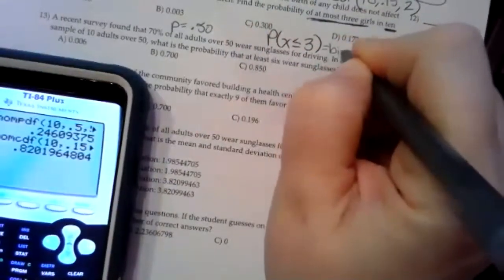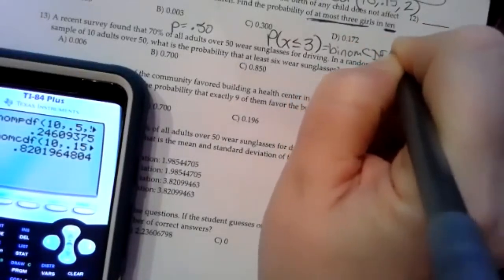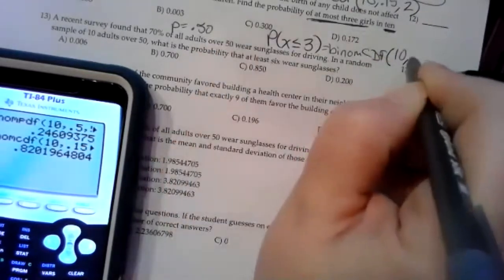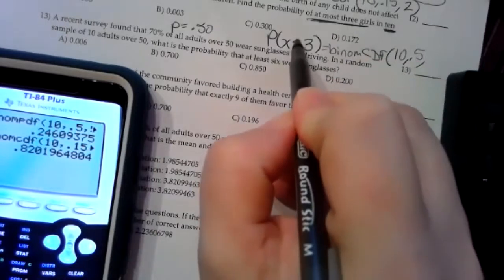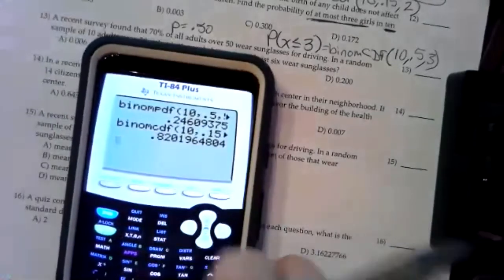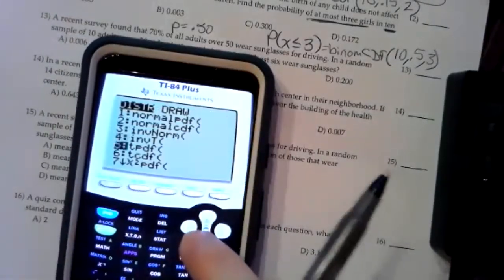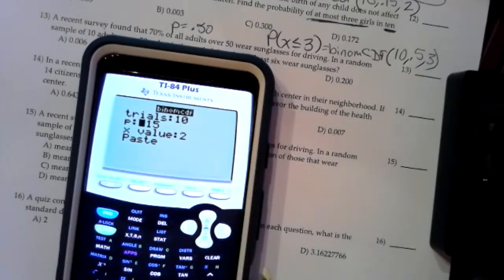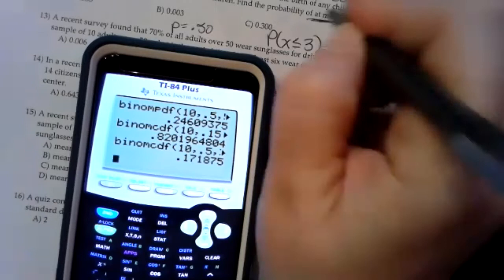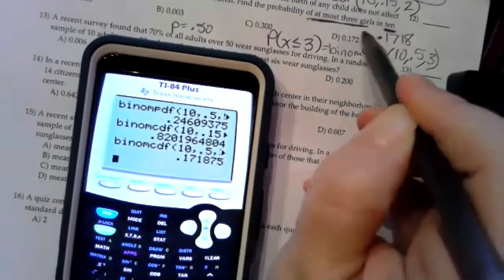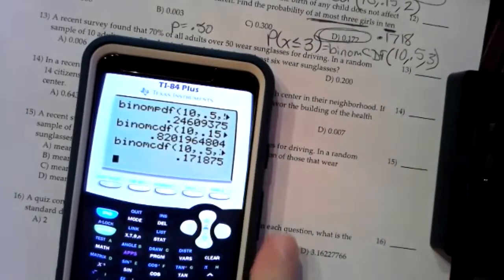So I'm going to do my binomial CDF. They told me 10 births, so that's going to be my first number. My probability is 0.5, and the number that I've got, because it's less or equal, is going to be 3. So I'd take this one and go in the calculator, second vars, scroll down, and I'd have my 10, 0.5, and 3. Let it run, and I'm at 0.1718. So it's going to end up being D on number 12.